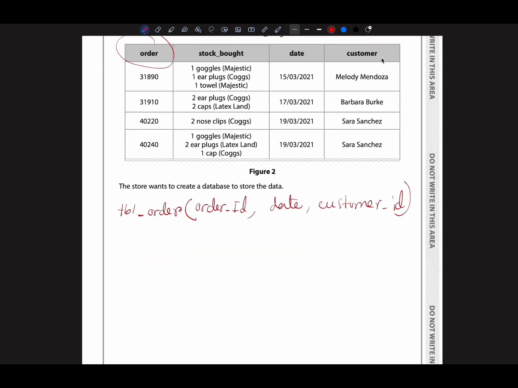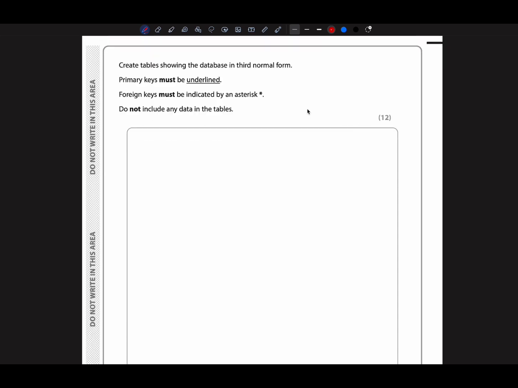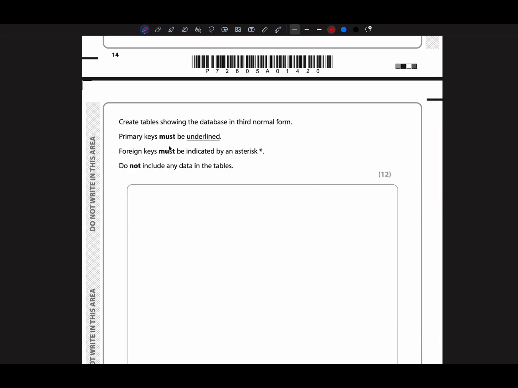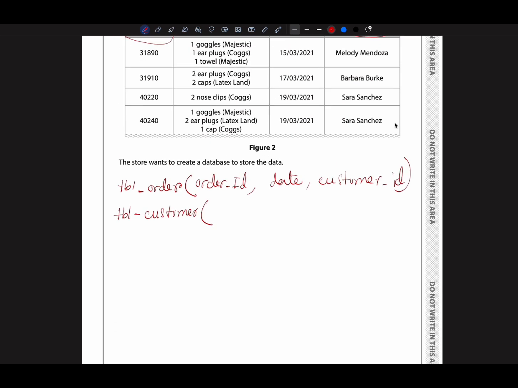So we will move to the customer part now. So now we will move to table customer, right? Okay, before that, order ID is the primary key, right? They are saying that the primary key must be underlined. Okay, write your answer in these boxes. Okay, for example purposes I'm just writing it here. So the primary key must be underlined. So this is the primary key. I will add it later.